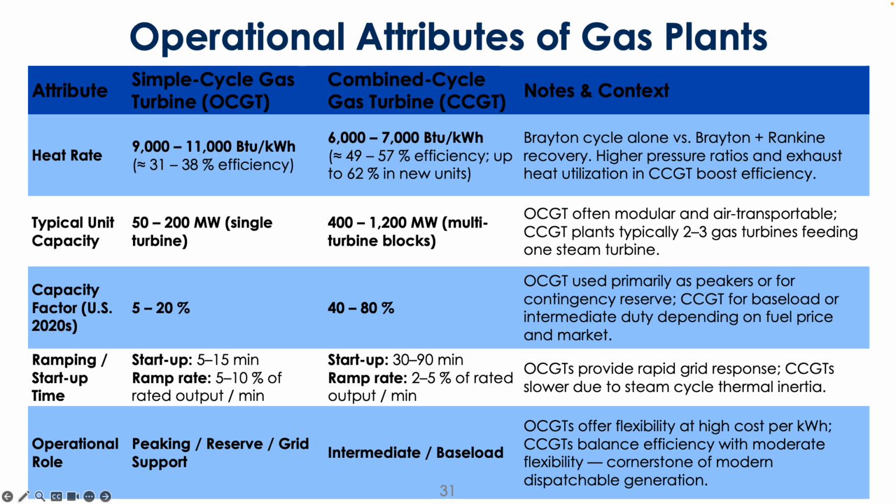So some of the operational attributes of gas plants. So the heat rates, 9,000 to 11,000 BTUs. So those are gonna look similar to coal, but when you do combined cycle, instead of the simple cycle, which is the single gas turbine, you're now more on the order of 6,000 to 7,000 BTUs per kilowatt hour.